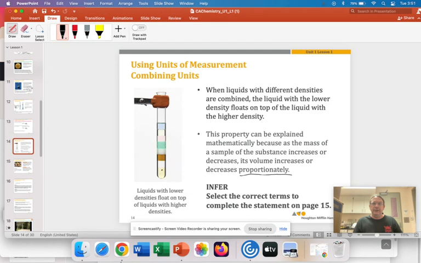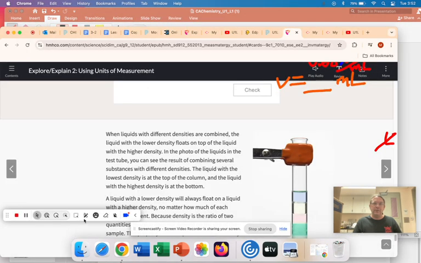So we see this liquid over here is very dense. This liquid over here, not as dense. This is fun to do. Try it out in a test tube with different liquids. This might be soap, this might be water, this might be maple syrup, and we'll see they will all go to different levels. So on page 15, let's complete the statements.